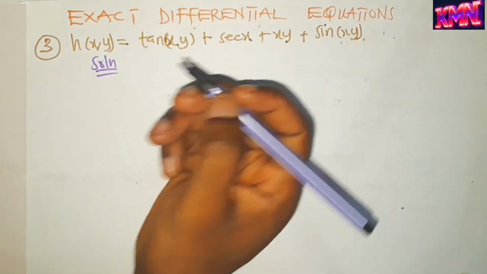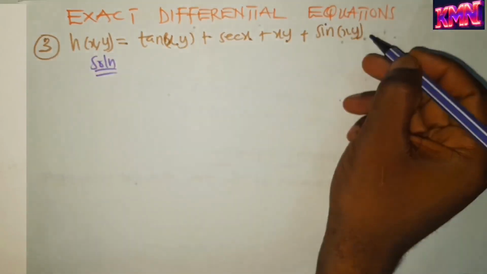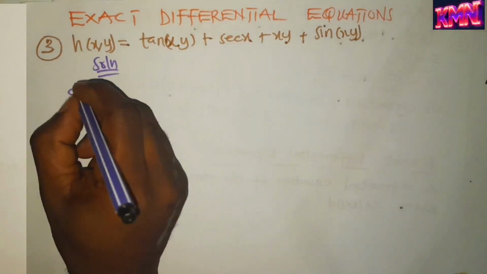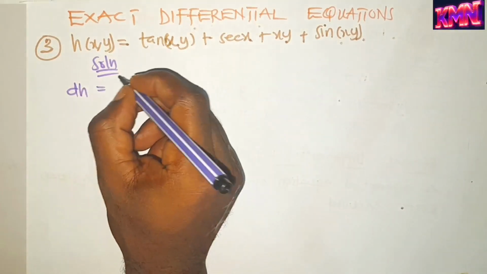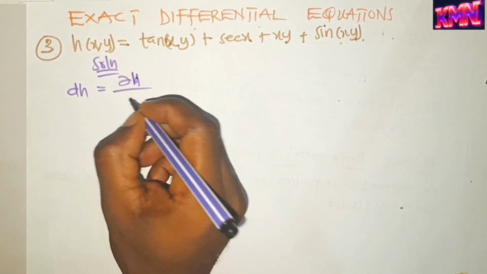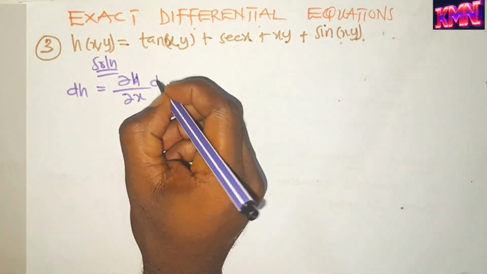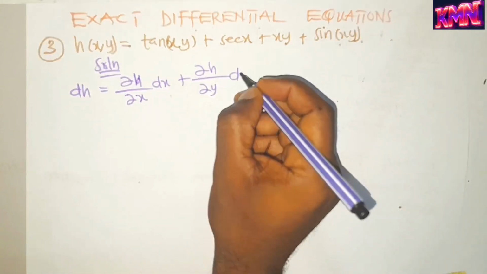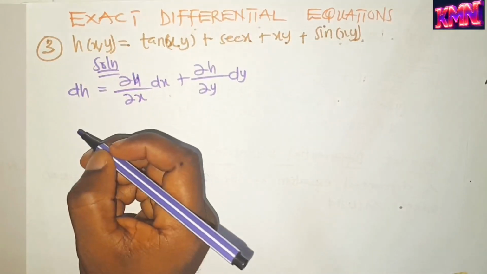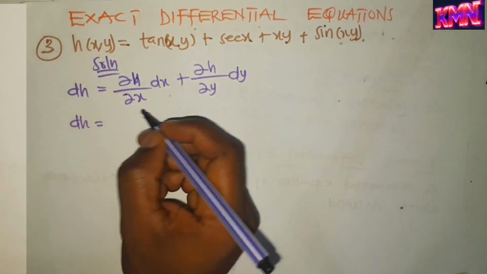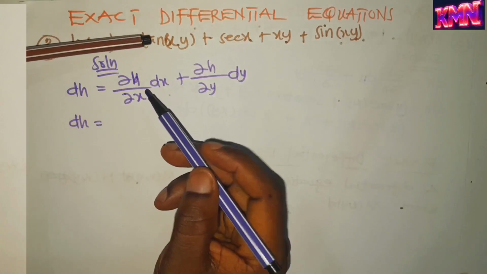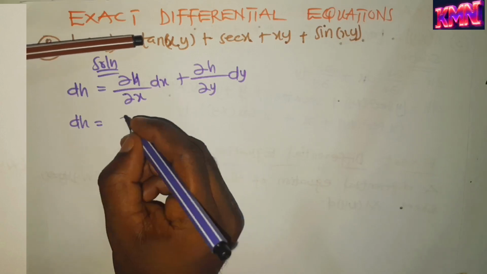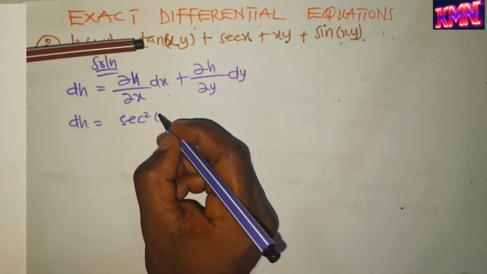So our third example says we should find the total derivative of this function h(x, y). In this case, we know that our total derivative of h is equal to the partial derivative of h with respect to x, dx, plus the partial derivative of h with respect to y, dy. So to find the solution, we first of all need to differentiate the whole function, and differentiating tan of a particular function gives us sec squared of that particular function.